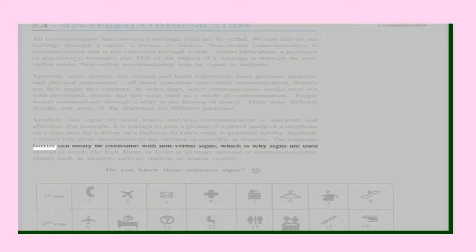The language barrier can easily be overcome with nonverbal signs, which is why signs are used instead of words like exit, stairs, or toilet at all major national or international public places such as airports, railway stations, or tourist centers. Do you know these common signs?